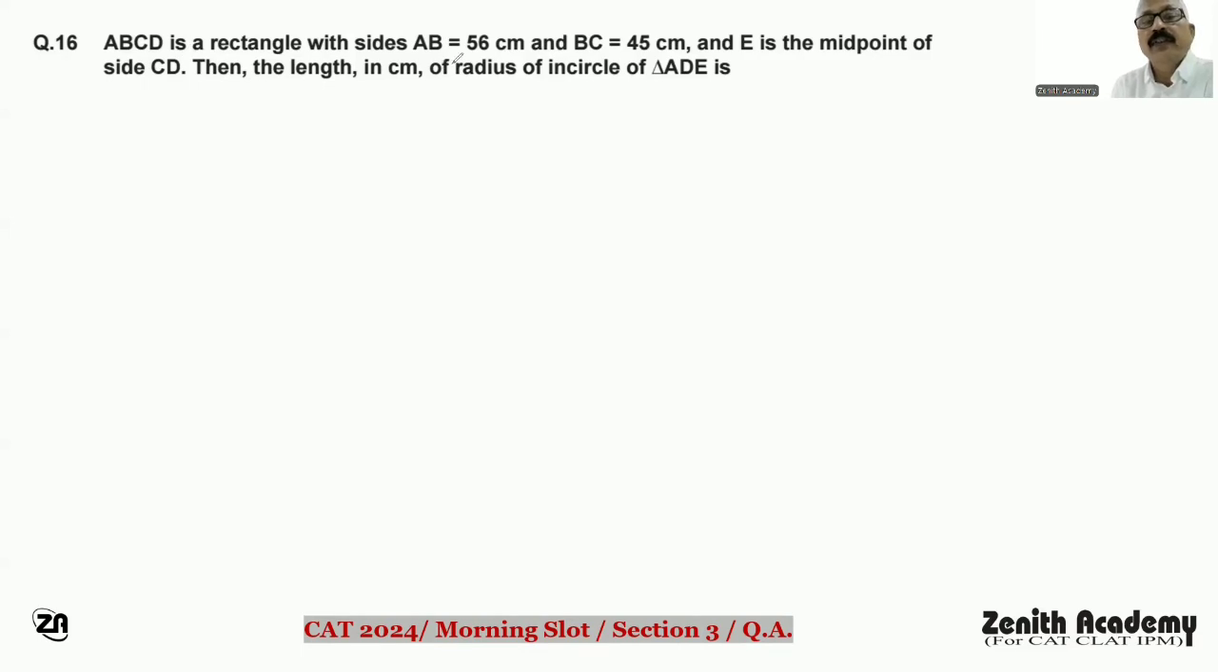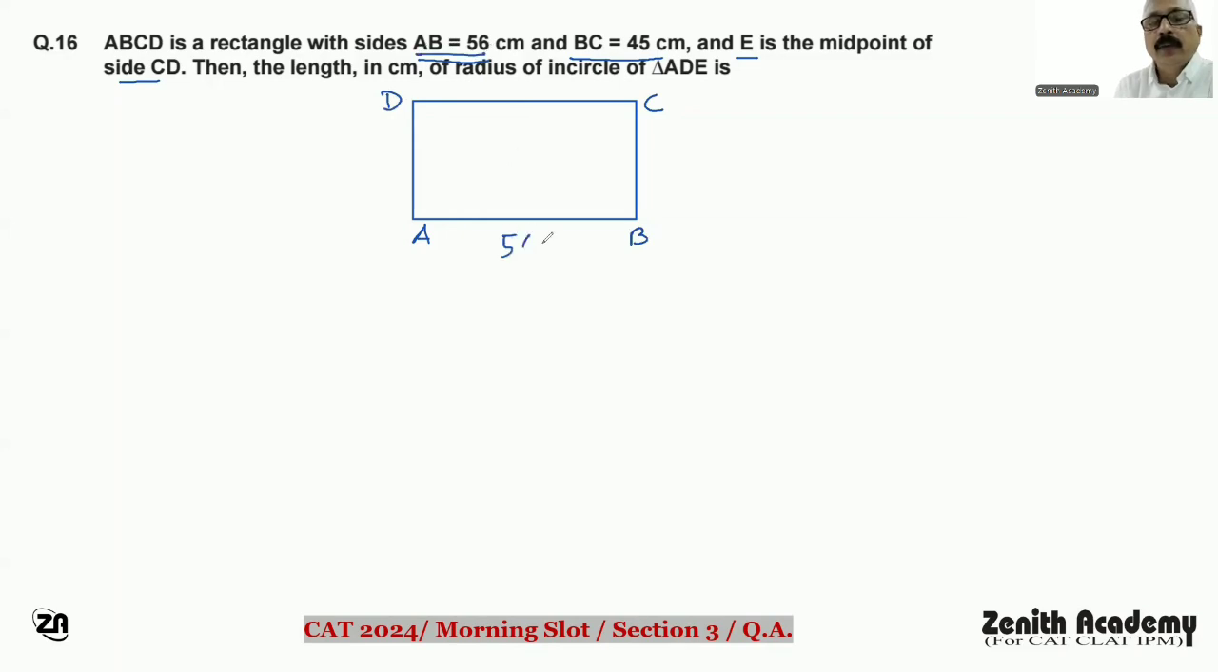ABCD is a rectangle with sides AB 56 centimeter, BC is 45 centimeter, E is the midpoint of side CD, then find the length in centimeter of the radius of the incircle of triangle ADE. Okay, let's make the diagram. So this is a rectangle A, B, C and D. AB is 56 centimeter and BC is 45 centimeter. E is the midpoint of CD.